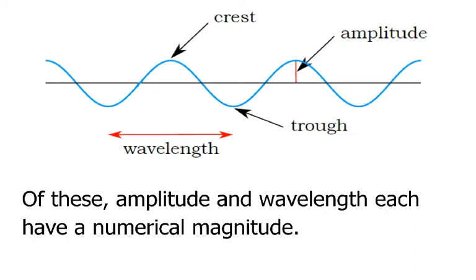Alright, I've already used these terms a couple times, but the bottom of the wave is called the trough, and the top of the wave is called the crest. So the wavelength has a number value, and the amplitude has a number value. The trough and the crests are just names for parts of the wave. They do not have numbers.